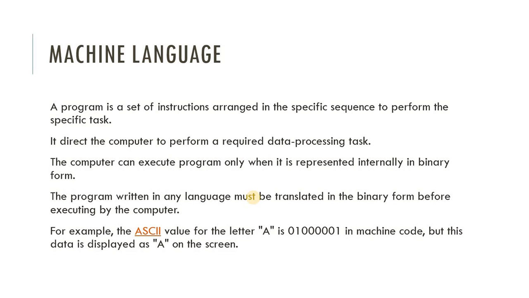For example, the ASCII value for the letter A is 01000001. When the value of A is stored in memory, it is stored in the form of this binary number, and when we display it, it is displayed as A on the screen. When we are storing data, it is converted into binary form, and when we request to read that data, that binary information is converted into human-readable form.